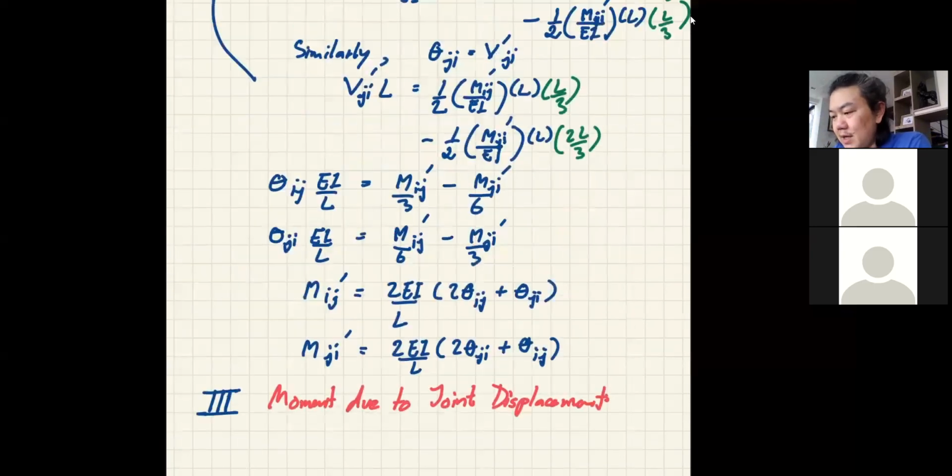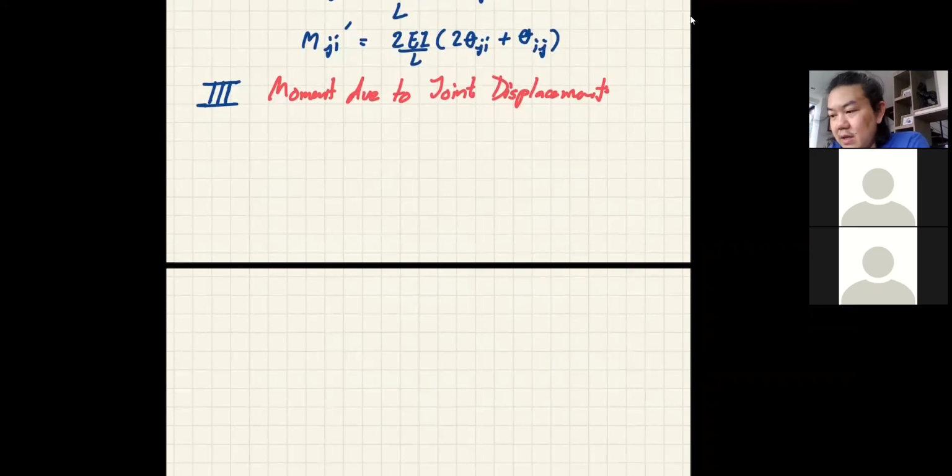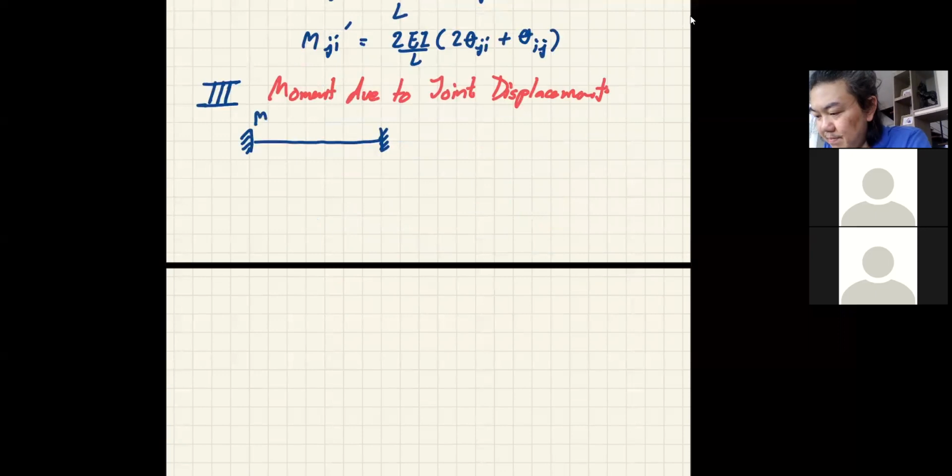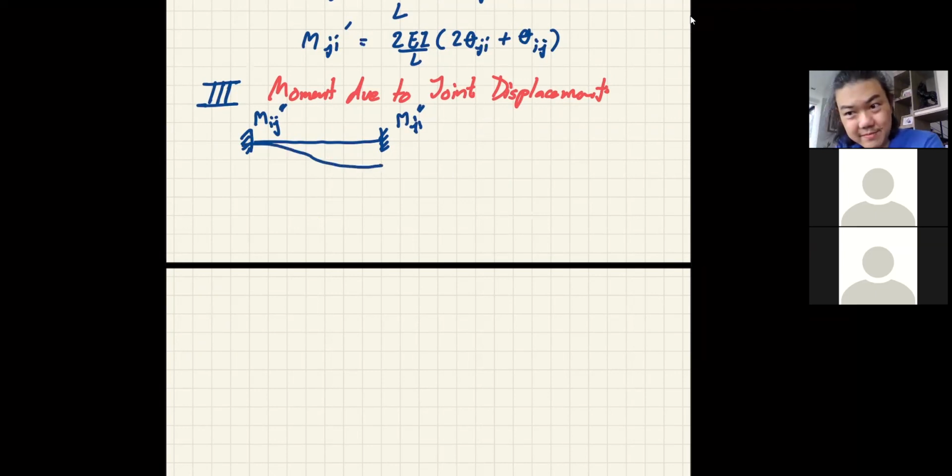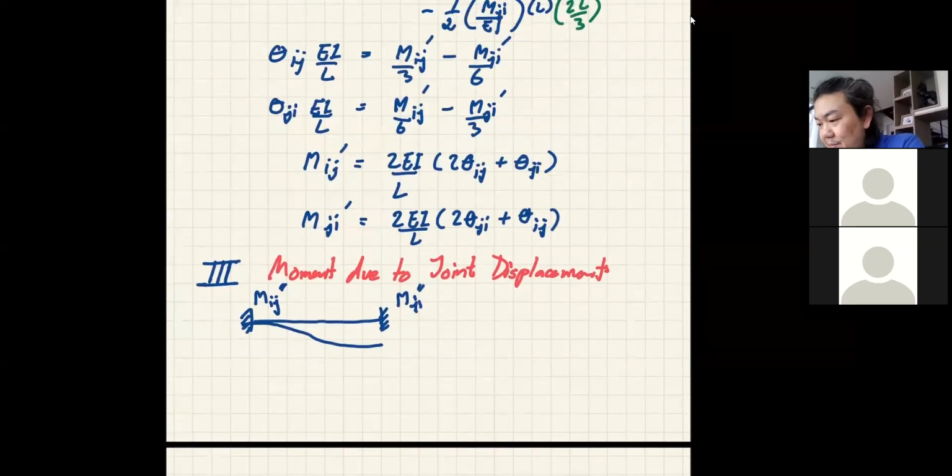The last one, now when we look at this, it's the moment due to joint displacement. So we are going to lock the member at the ends, because we are talking about joint displacement alone, not the load, not the rotation. So now it's going to be Mij double prime this time, Mji double prime. And our member is going to go like this. No rotation, right? So it has to remain straight. And now you're going to have the moment to resist that.